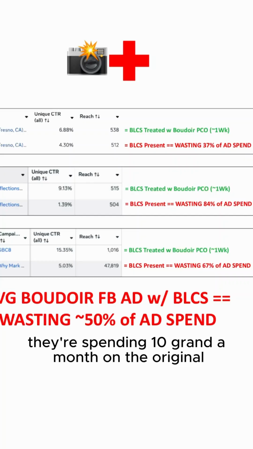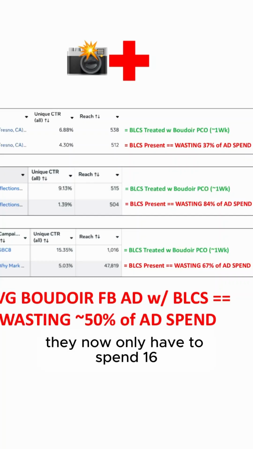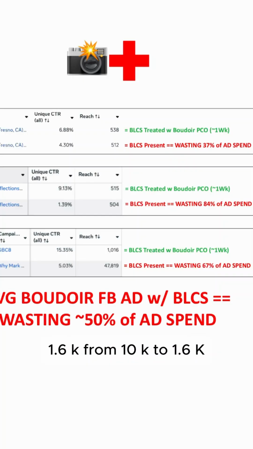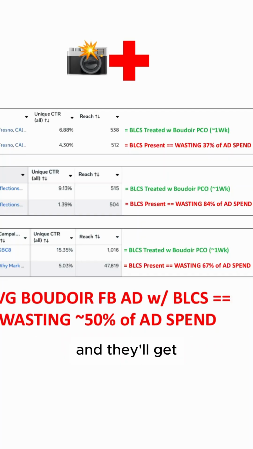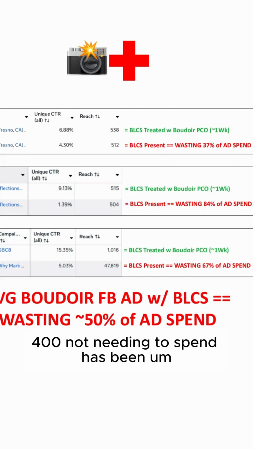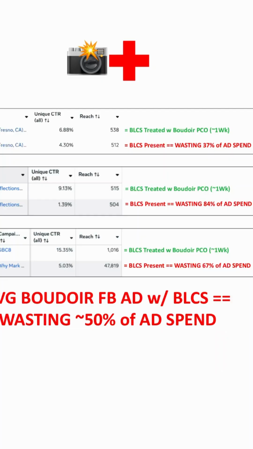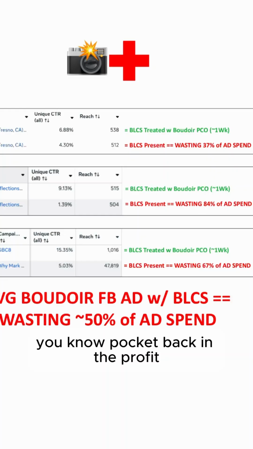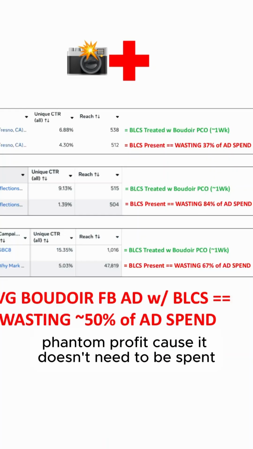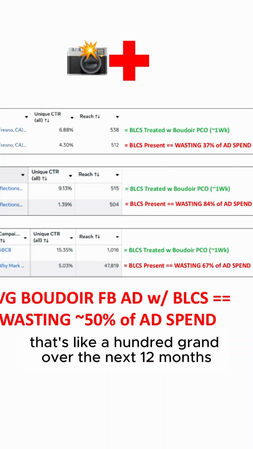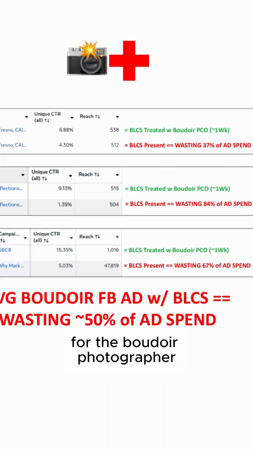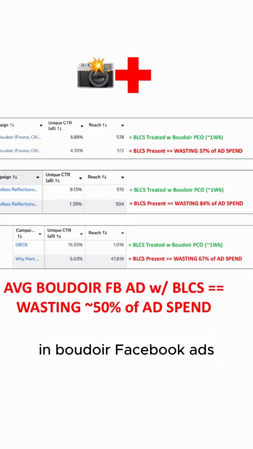So if they're spending 10 grand a month on the original, they now only have to spend 1.6K, from 10K to 1.6K, on the Boudoir Pico treated ad, and they'll get that into the same number of women's brains in both scenarios. So 8,400 not needing to spend is back in their pocket as phantom profit, because it doesn't need to be spent. That's wasted spend eliminated. That's like 100 grand over the next 12 months for the boudoir photographer that's spending 10K a month in boudoir Facebook ads.